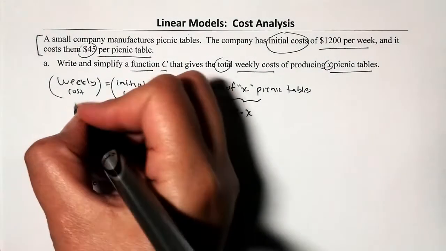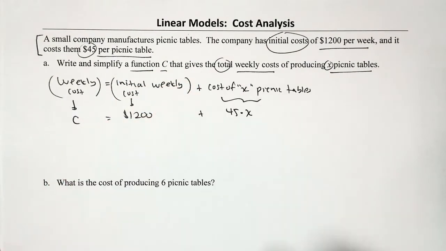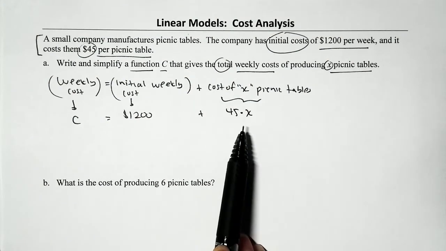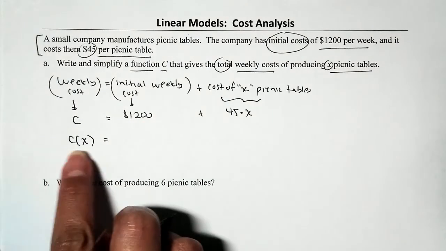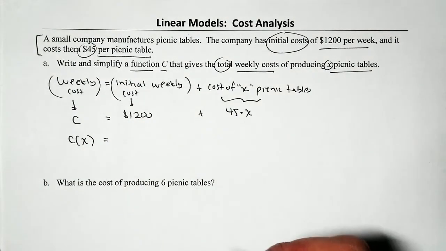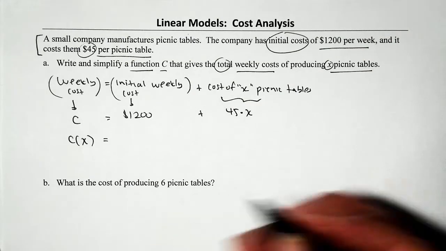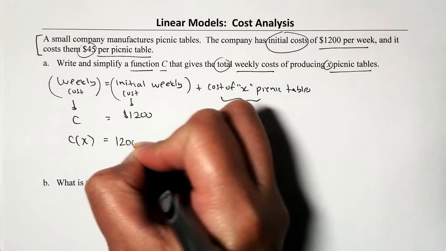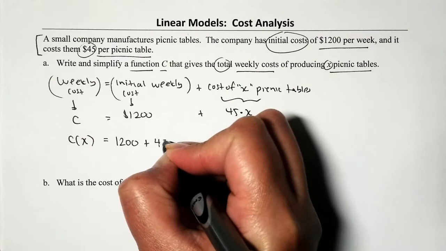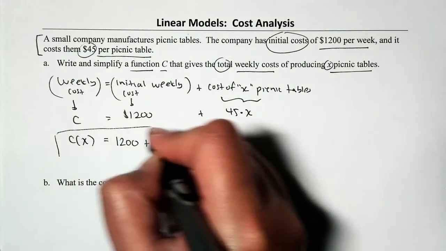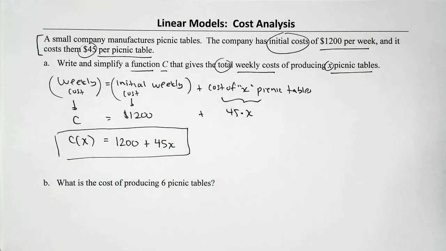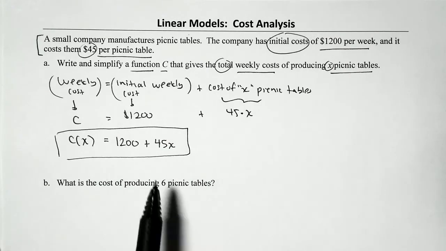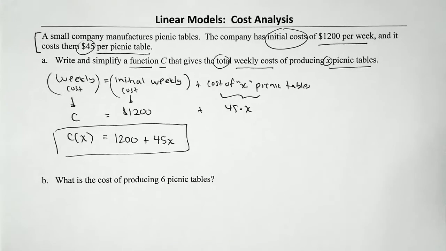And then the weekly cost, we have to give it C, but we want to stress that the cost is a function of x, so we're going to use function notation. We have C of x. Cost is a function of x. How do we calculate the weekly cost? We take the initial cost and then add to it the cost of making x picnic tables. The nice thing about this model is that to find the total weekly cost at any given time, we just have to know how many tables we have.